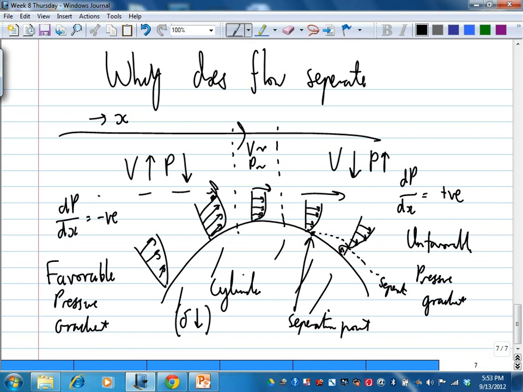Flow goes into reverse, and there, I call this the shear layer. This one is still called boundary layer. This one is called the shear layer, the separated shear layer. You can't call it boundary layer because it's not a boundary anymore. So this one is called the separated shear layer.